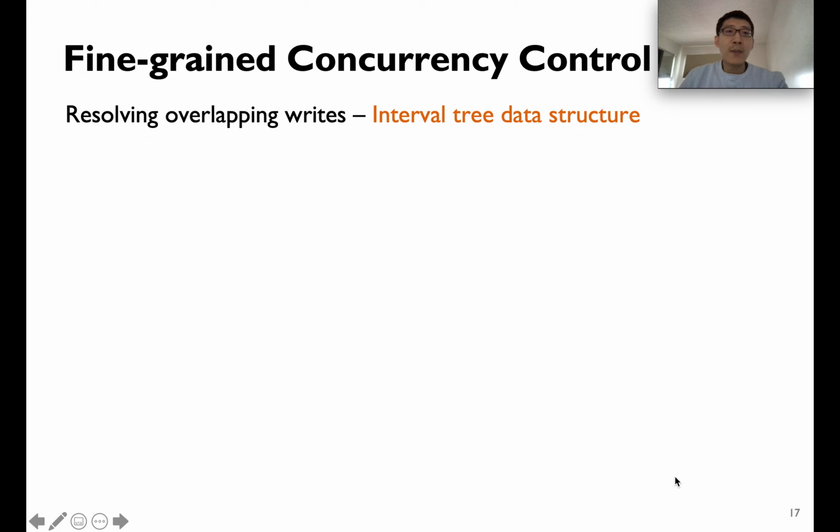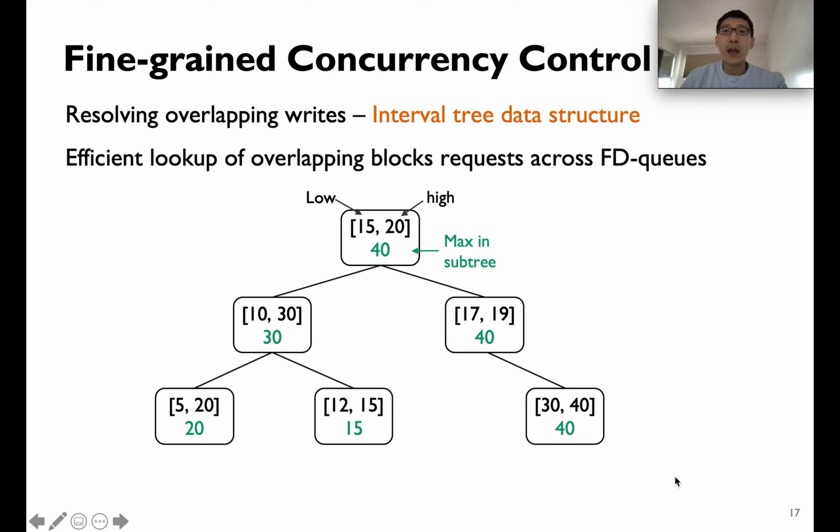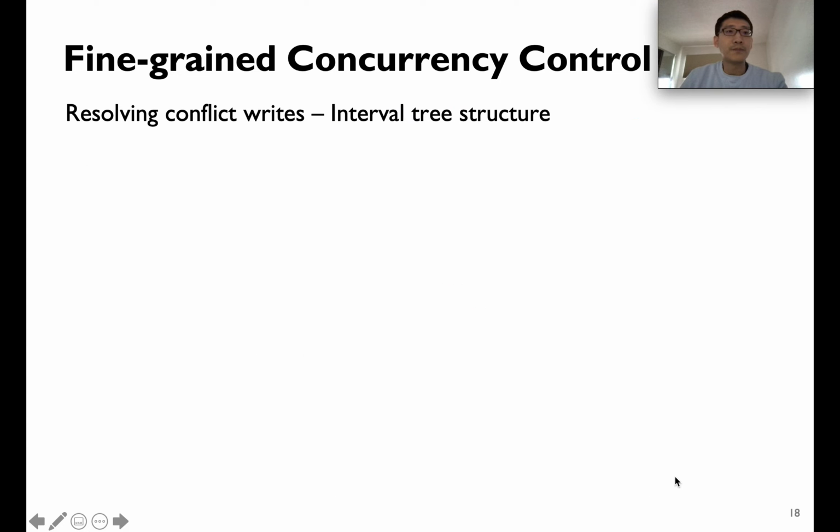To resolve the overlapping cases, CrossFS uses the interval tree data structure. An interval tree is an augmented balanced binary search tree. Each interval tree node depicts an interval with the range of the interval and also the max value in the subtree to help lookup and insert operations. We use the interval tree to store I/O block ranges for in-flight requests.